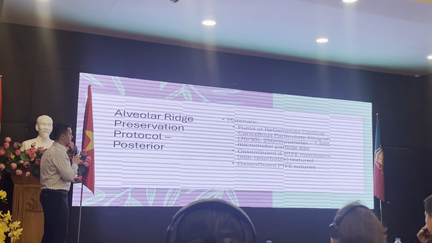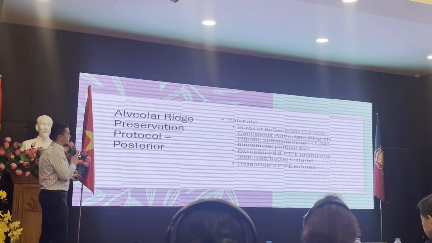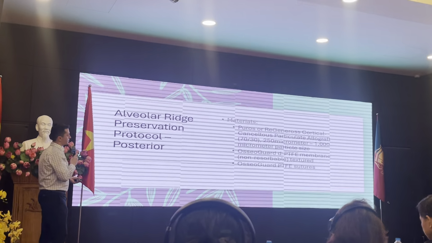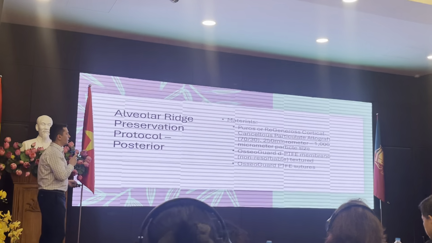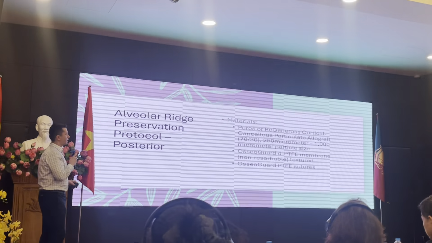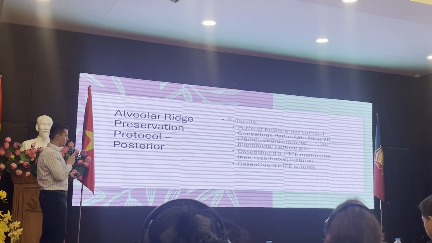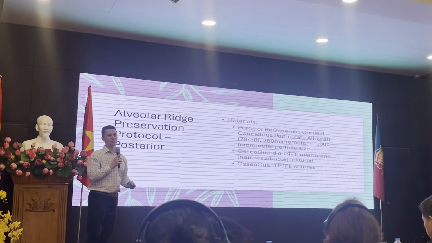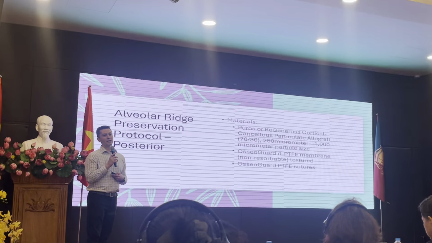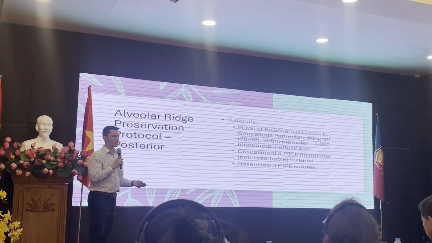To keep it simple, we're using a 70-30 mix of Puros cortical cancellous allograft, and for most of my cases, if I'm doing a graft, then I'm usually either using a PTFE or a non-resorbable membrane or a collagen membrane, but it's just more important for me to get primary closure when I'm using a collagen membrane.